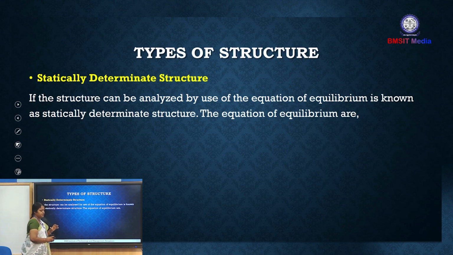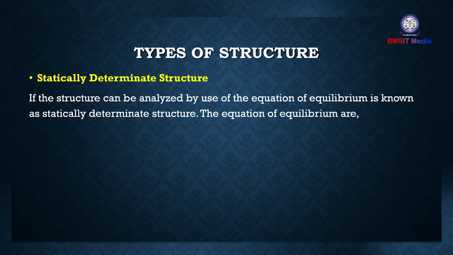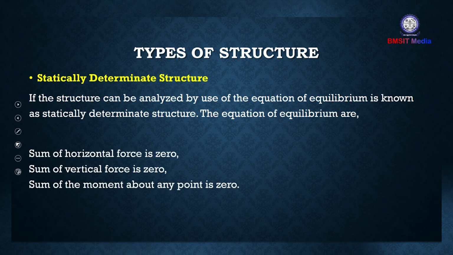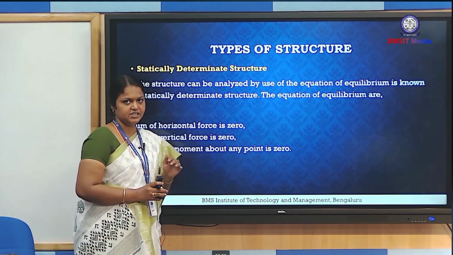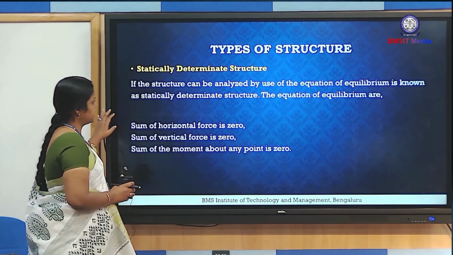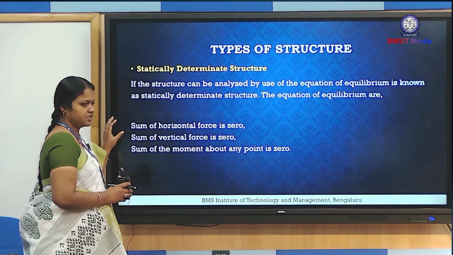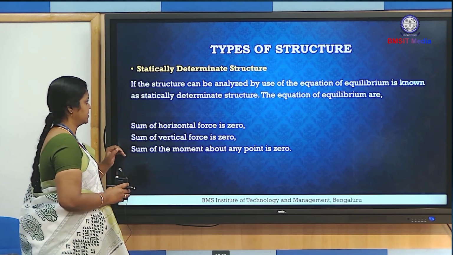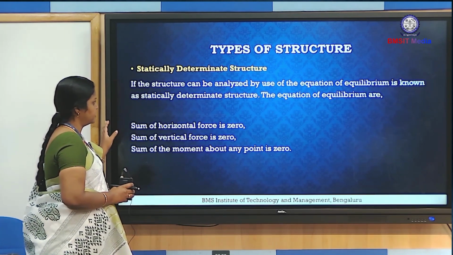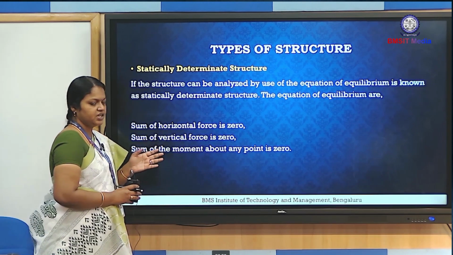So how will we identify whether a structure comes under statically determinate or statically indeterminate? If the structure can be analyzed by use of equations of equilibrium, that structure comes under statically determinate structure. First we have to see how many support reactions are there. Two types of structures are there: statically determinate and statically indeterminate. Compared to a statically determinate structure, an indeterminate structure is very stable because more support reactions are there.